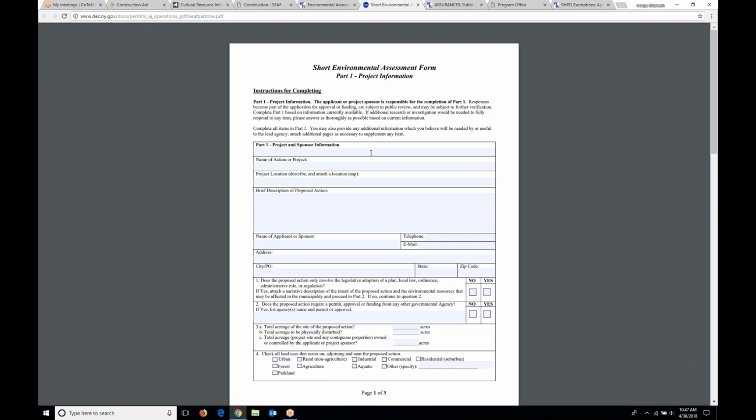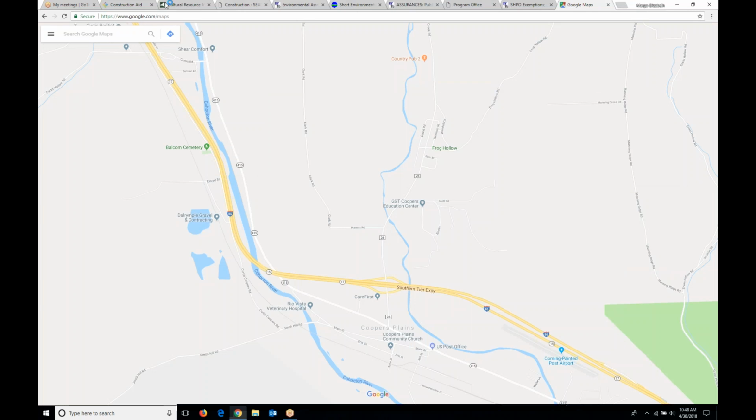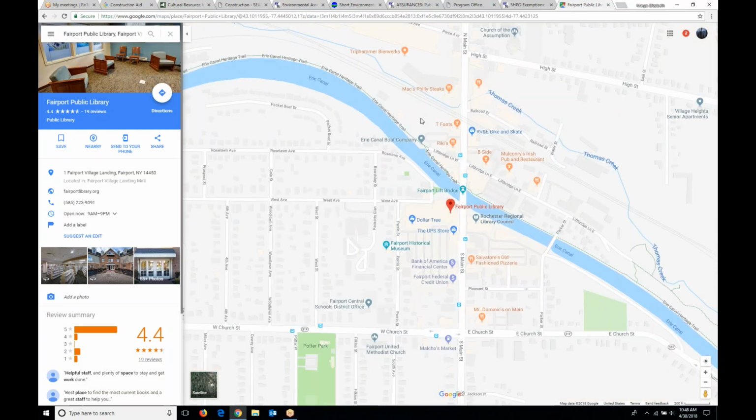What is your library name? What is that one sentence description of your project? Where is it? So what's the address of the library? You do need to attach a location map, because what this is, you just attach it to the form and it can just be a Google map. So you can just print, you can go to Google Maps, put in your library address. Here's the Fairport Public Library. Here we are. That's it.